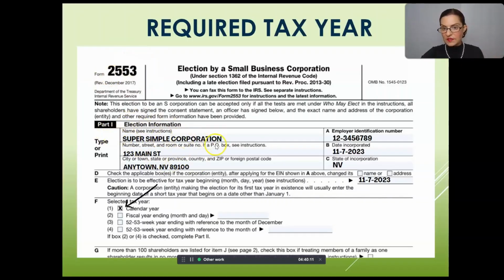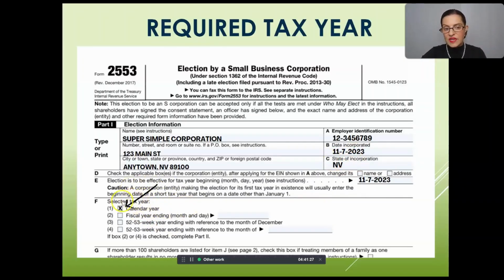And the name goes here, the employer identification number, the date that the business was incorporated at the state level, that's what you would put here. And then usually you would use the same date down here. The election is to be effective for tax year beginning, and so on. And I'm going to give you some examples of this. Although you can have a situation where it's a corporation or an LLC that has already been in existence for several years and then wants to make an election in the current year. And in that case, you would use the election date for the current year that you want it to become effective. The selected tax year goes here.